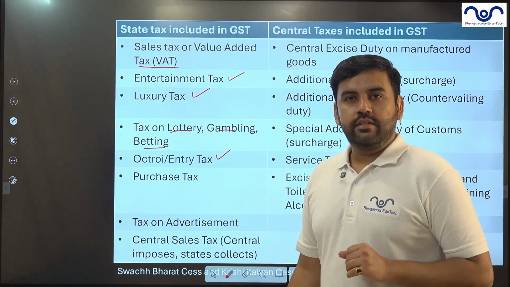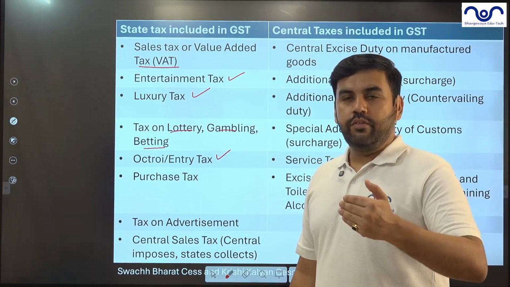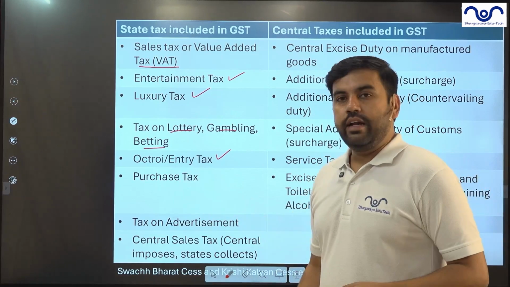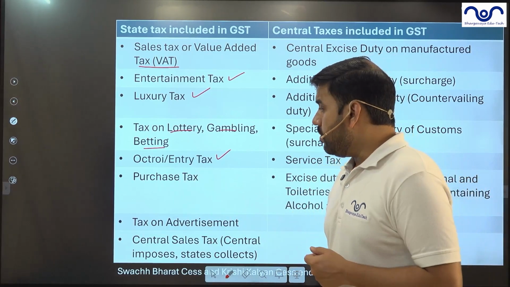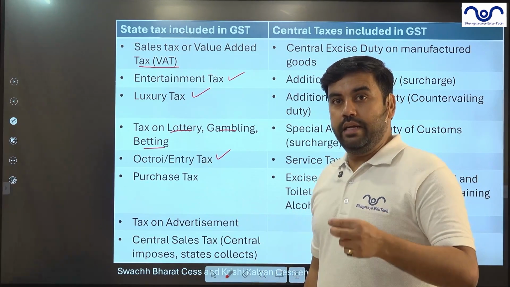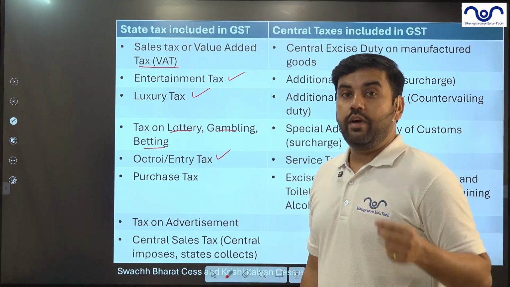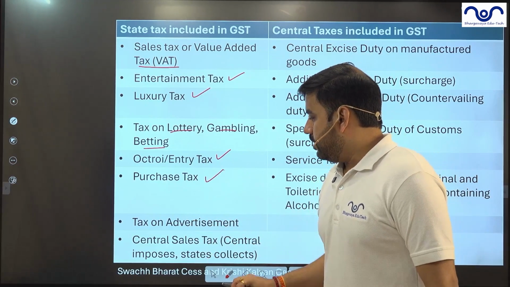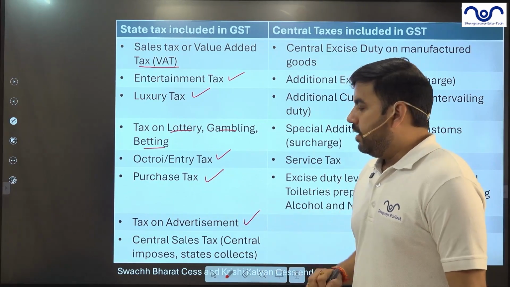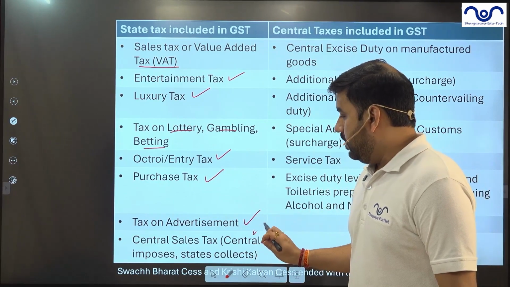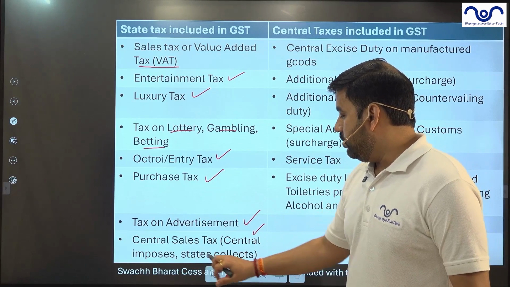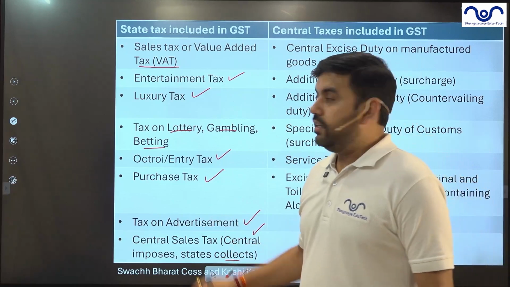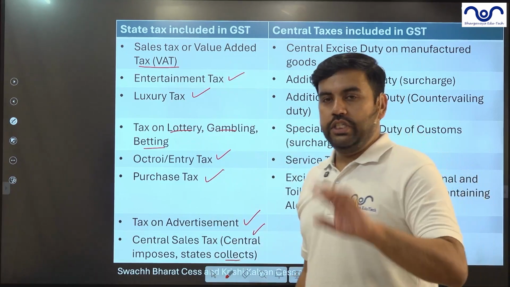Octroi or the entry tax: if a person or a good is entering a particular state, on the borders of the state they will be paying entry tax or the octroi, also known as chungi. This is not a toll tax, by the way. Toll tax is paid after specific kilometers for using the highway. This is entry tax to a particular territory. Purchase tax on purchase of something, tax on advertisements, and central sales tax, central imposes, state collected. Central sales tax, like VAT, was collected by the state. So all these are now part of GST.